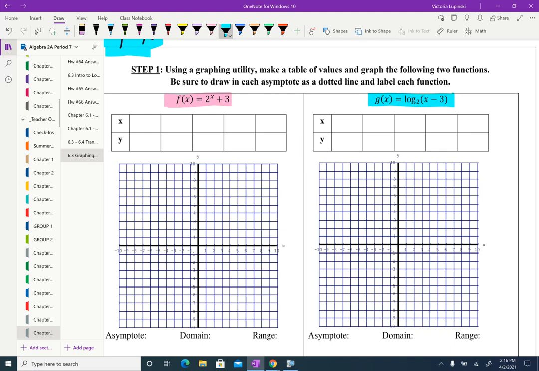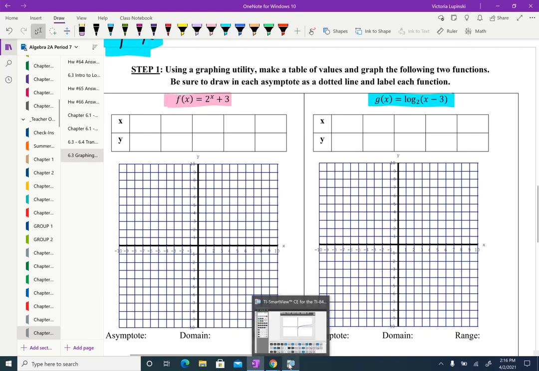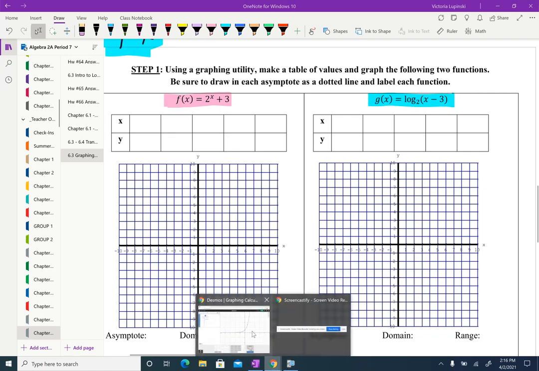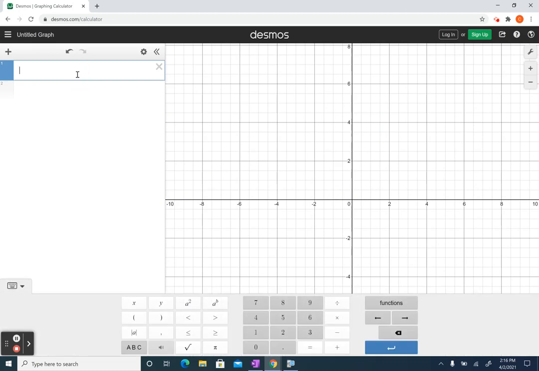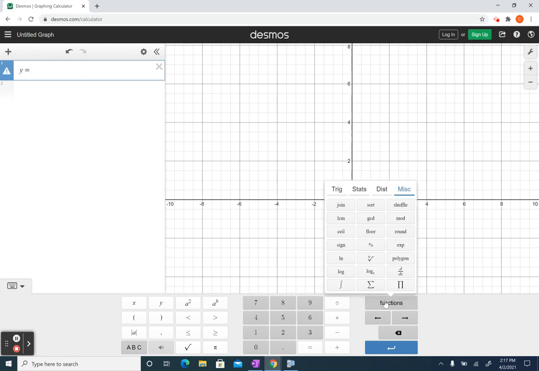So I need to make a table of values for the logarithm. So I'm going to start by doing that on Desmos. If I go to Desmos, I'm going to get rid of that first function. If you want to type a logarithm into Desmos, you have to do y equals. Then you have to press the function button.